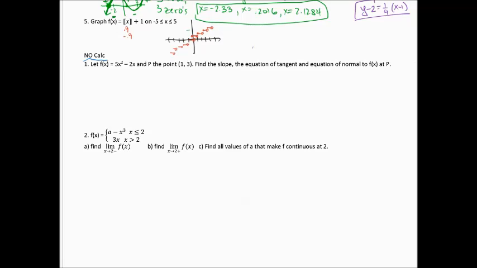So it's very similar to what we just did above. We need the slope, the equation of the tangent, and the normal of f of x at point P. So at point P, this is what we have, 1, 3, and Q, again, is going to be x comma f of x. So the first thing we have to do here is find the slope from point P to point Q. And we want the limit as x approaches 1 to be able to get that slope, because we want it to happen at x equals 1.